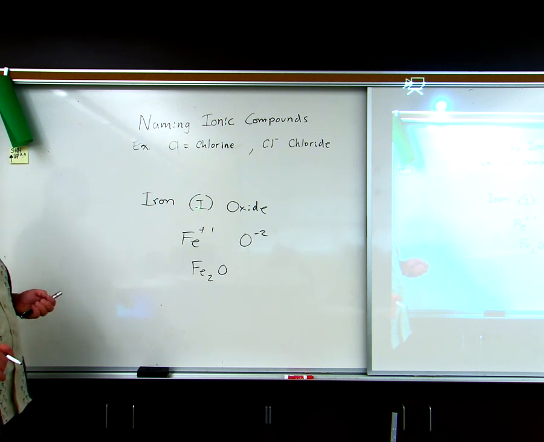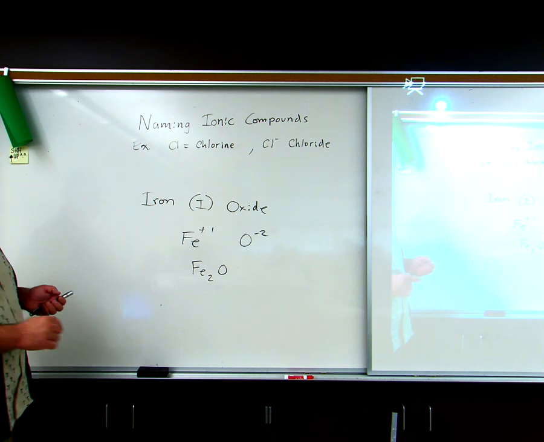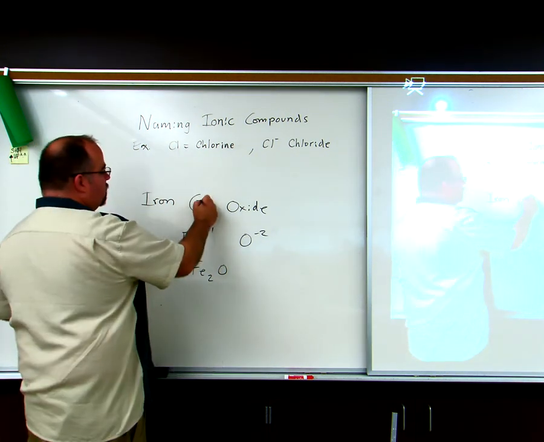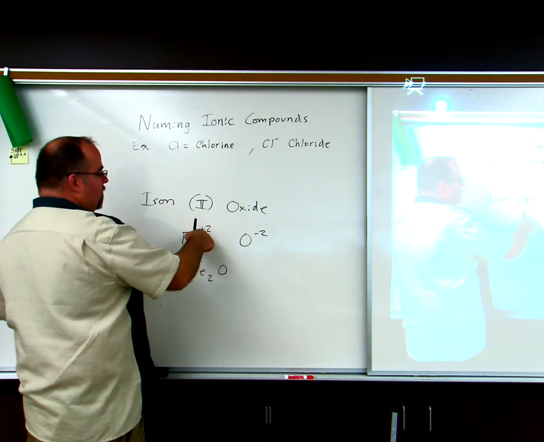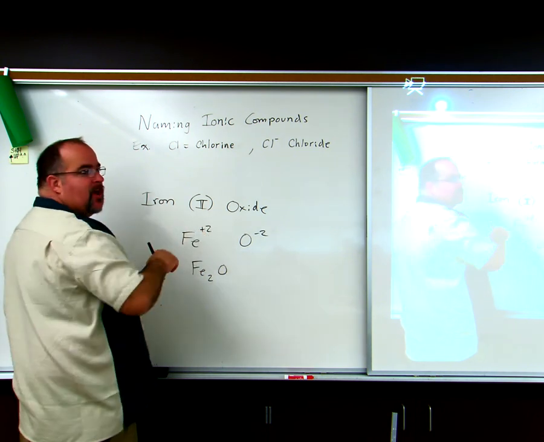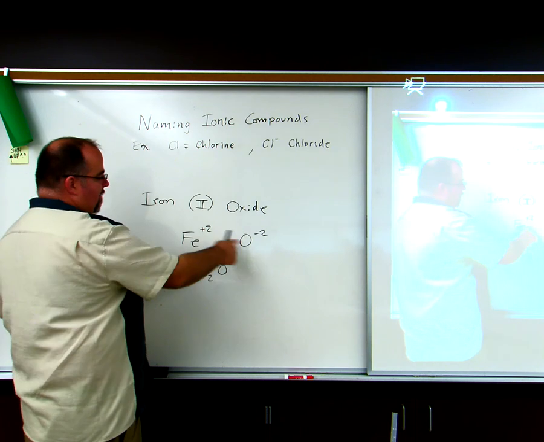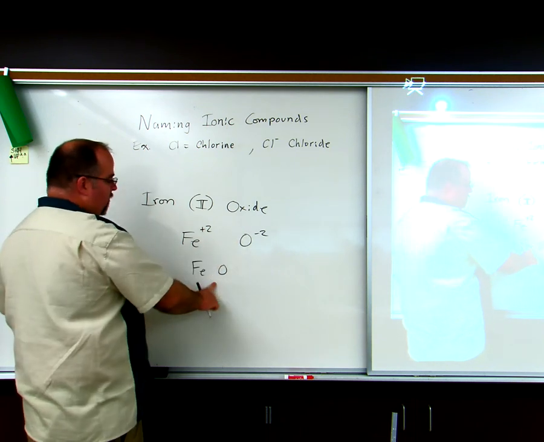Now, what if this was iron 2 oxide? What would the formula be? 1 to 1. So how would you write it? Correct. Because if this was iron 2, this would have to lose 2 electrons, and then these two electrons could be given up to the oxygen, and then you would have the ratio of 1 to 1. And then the formula would look like this.